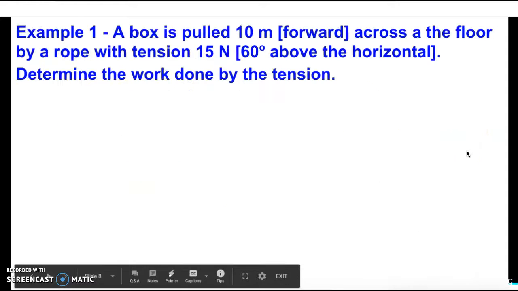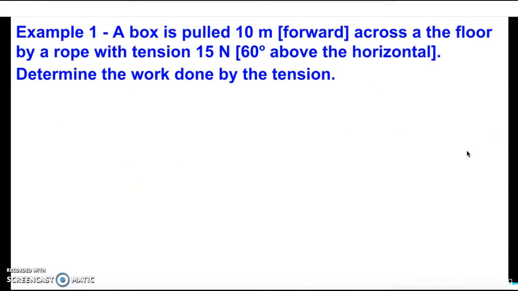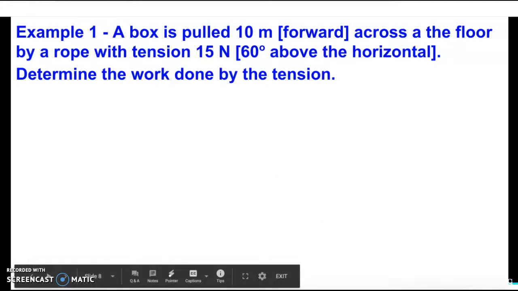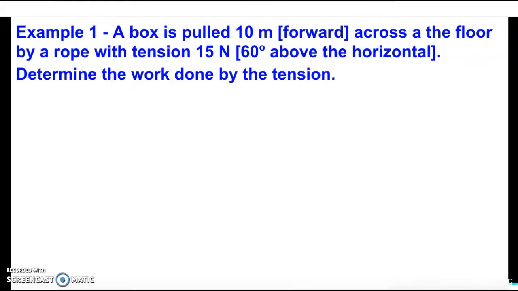So as an example, a box is pulled 10 meters forward across the floor by a rope with tension 15 newtons, angled 60 degrees above the horizontal. Determine the work done by tension. So there's that language I talked about at the beginning. Work is something that's done by a force. A force does work on an object. So in this case, the tension force does work on this box.